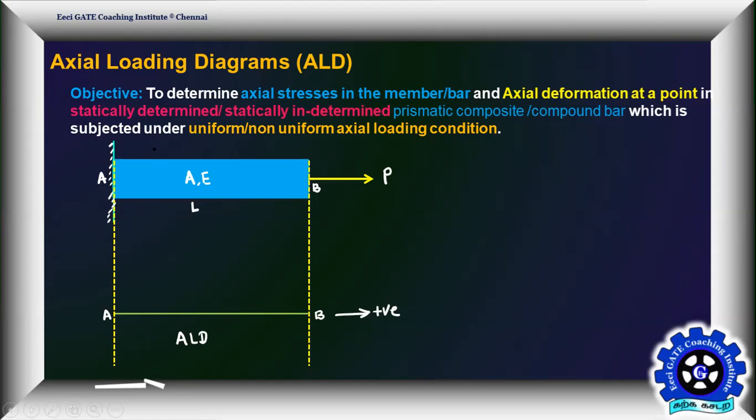Now, sigma H equal to 0, the reaction will come here. What is the reaction RA? It will be P. Correct or not?